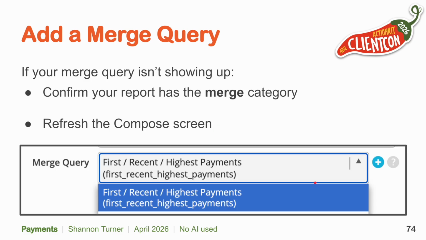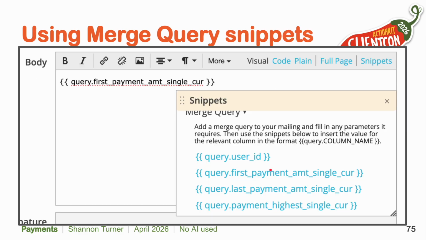Once you click that link, it'll be replaced with a type to search box to find which merge query you want to add. And if your merge query isn't showing up, you'll want to confirm that your report has the merge category, and if necessary, refresh the compose screen. Finally, your merge query will now be available from the snippets menu. So the snippet names that are here will reference the column names that you used in your report. These ones were auto-generated, but you can name them yourself on the report screen if you like.